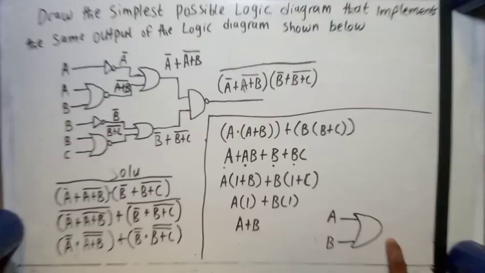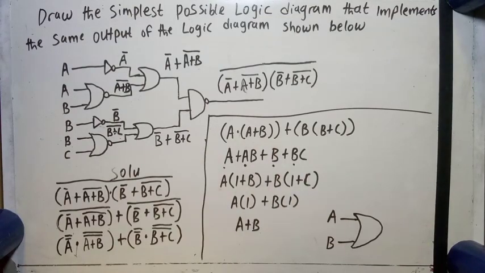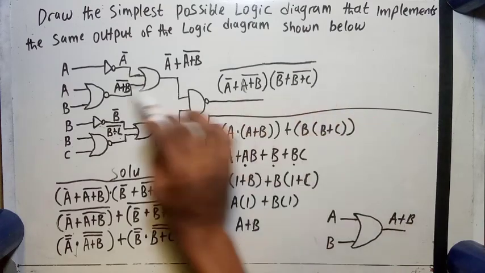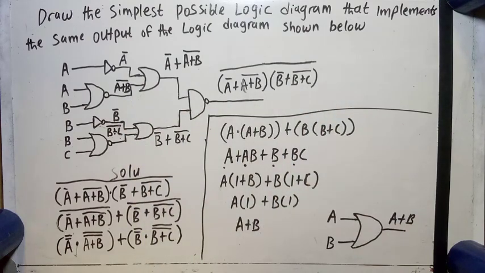So as you can see now, what this is telling us is that the output that this will give you is A plus B. Whatever this gives as output, that's also what this one will give us as output. Now, how do we prove this? How do we know this is true?